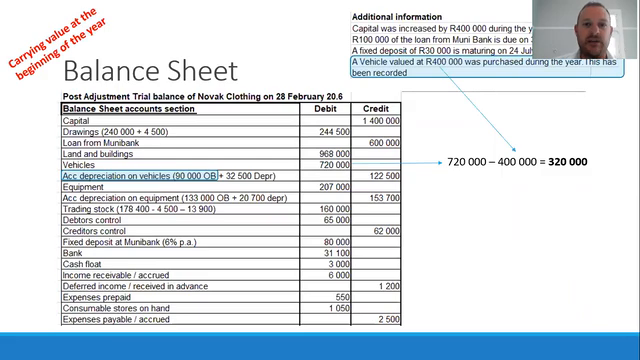The first step is we look at the carrying value at the beginning of the year and how we calculate it. The first thing we need to do is take the end of year balance of 720,000 and take away the additional purchase of the vehicle of 400,000. So we know the original cost of the vehicles was 320,000 Rand. That is the balance for vehicles at the beginning of the year. To calculate its carrying value, you would deduct the 90,000 Rand accumulated depreciation from the 320,000 Rand.